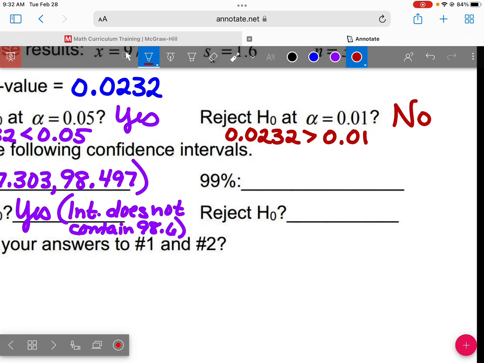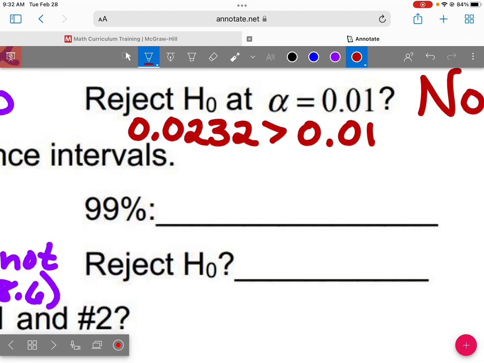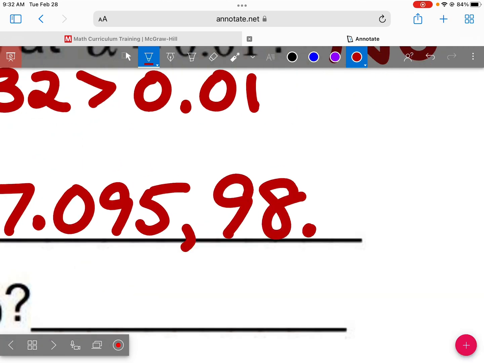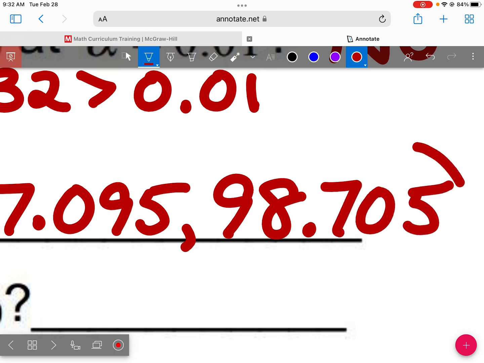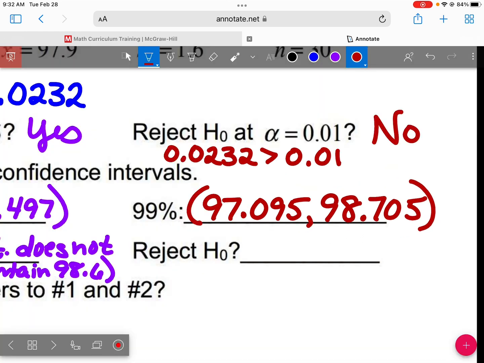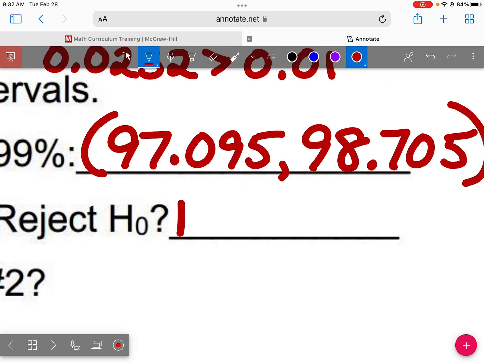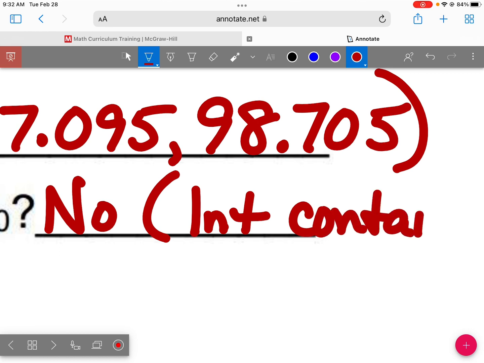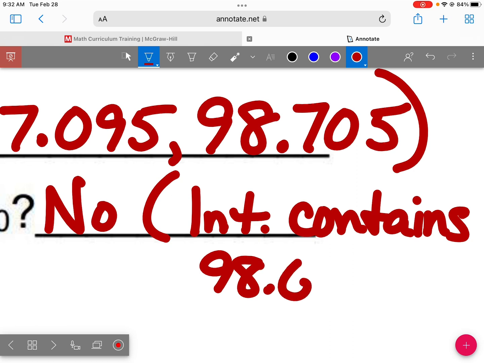What about the 99% confidence interval? 98.095 to 98.705. Would you reject or fail to reject? Fail to reject. The interval contains 98.6.